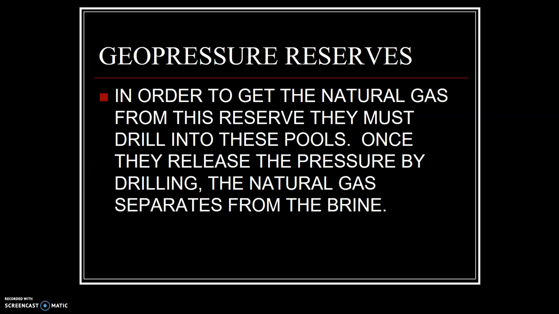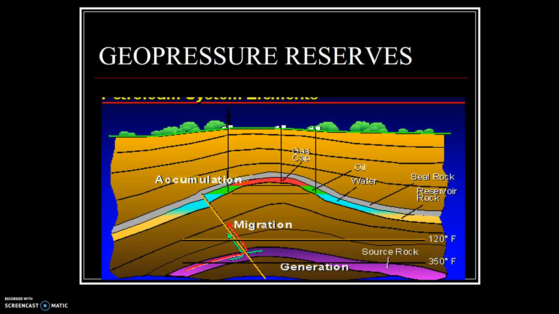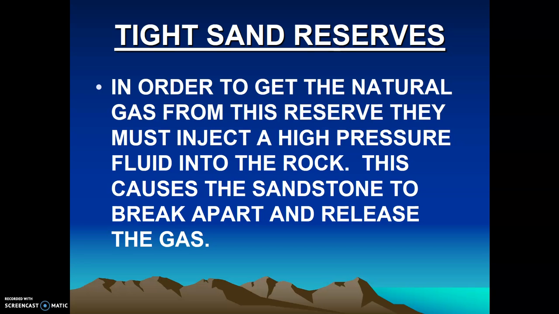Geopressure reserves: in order to get our natural gas from there, we must drill into these pools underground. Once we drill through, you have gas that's trapped within salt water. Basically, we relieve that pressure. Once that pressure is released, the natural gas will separate from the brine, which is salt water. Here would be an example of a geopressure reserve.